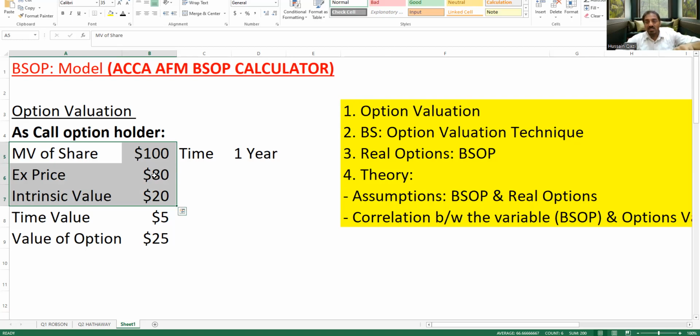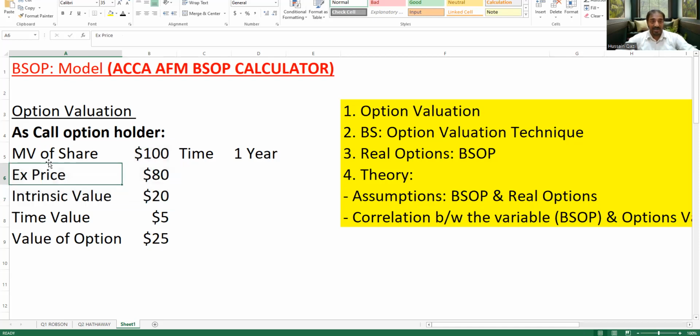Is it valuable to sell this option for $20 if you are expecting the share price to increase more and more over 1 year? Answer me, yes or no? No, it's not worthwhile to sell this option for $20. It's better to sell at a higher price. So whatever the extra price you are thinking of, that is called time value. And intrinsic value plus time value is called the value of the option.